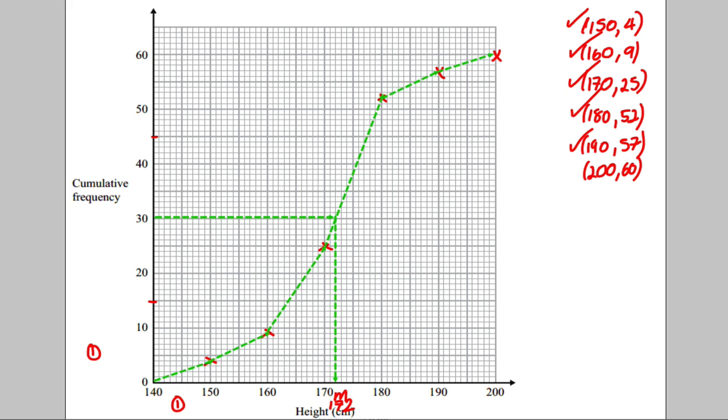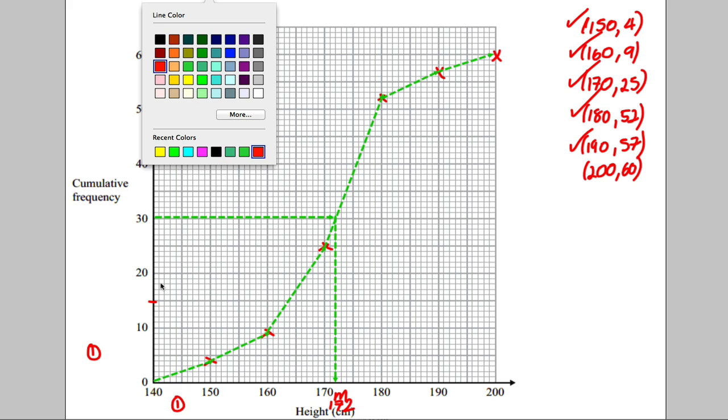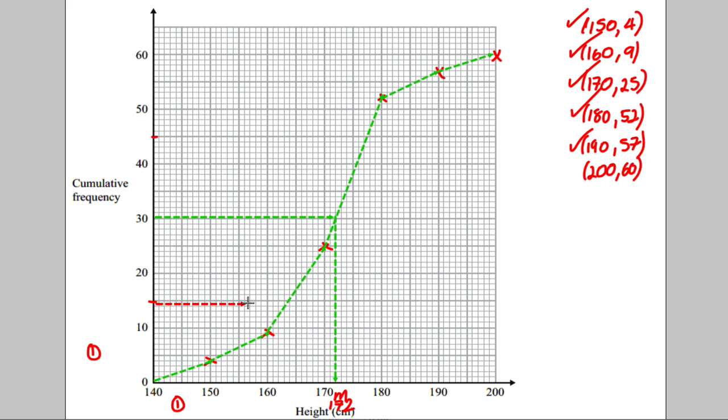So what we're going to do is clearly draw those lines in, so from 15 until we get to our line, and then we're going to read down, and then we're going to go from 45 till we get to our line, and we're going to read down. It looks to me like the lower quartile is 164 roughly, and this one, the upper quartile, is going to be equal to 178. Yeah?